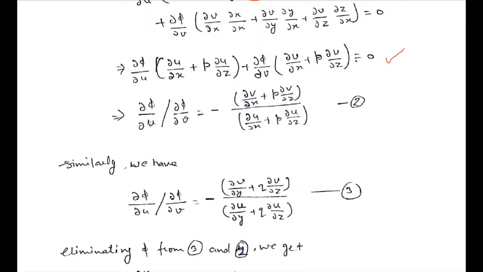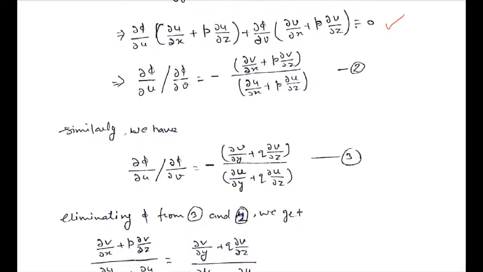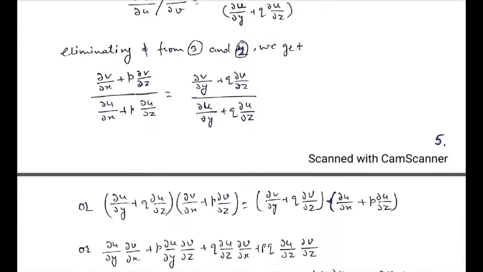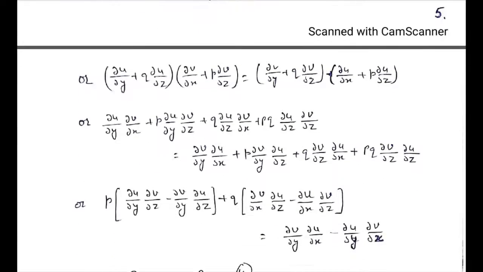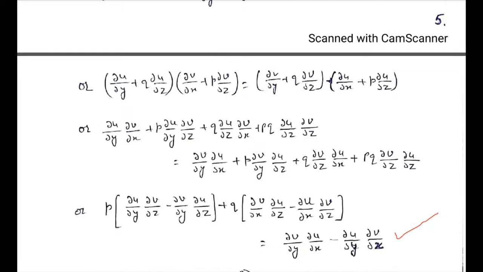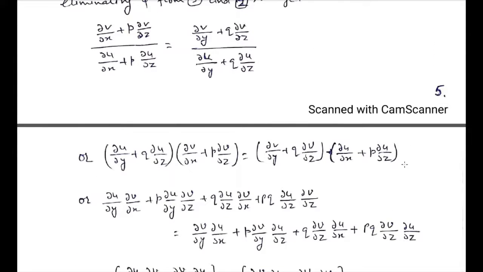And now we compare equation numbers 2 and 3. Their left hand parts are the same, so the right hand parts must be the same. So equating the right hand parts, we get this equation, and now we simplify this equation. When we simplify it, we get this equation. Here we separate the terms of p, q and those without p and q.